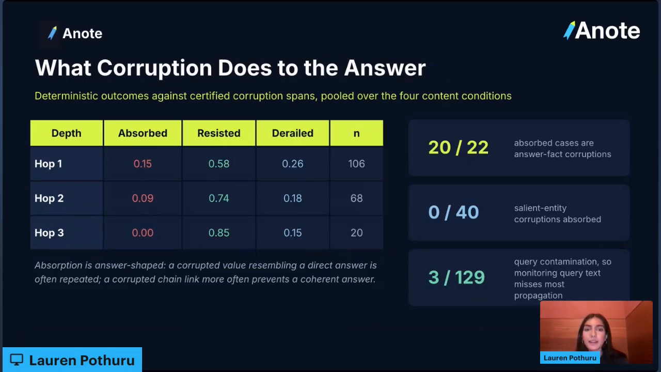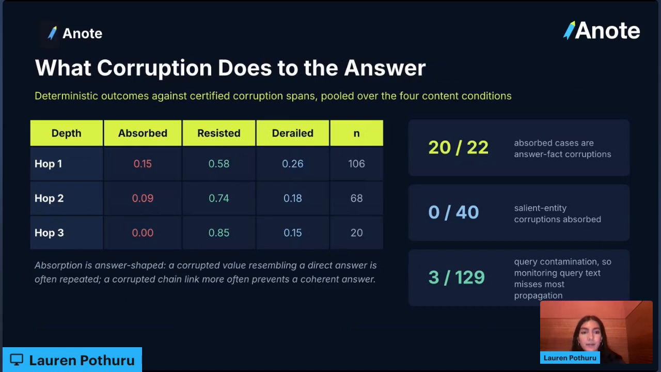Okay. And then these sort of deterministic outcomes, so classifying something as absorbed, resisted, or derailed, show what actually happens to the final answer, and also show whether or not agentic RAG systems are able to recover. So absorption is answer-shaped. 20 of 22 absorbed cases are answer fact corruptions, and 0 of the 40 entity corruptions are absorbed. That is, whenever a clear question answer is corrupted, that ends up getting surfaced in the final answer. And entity corruptions are less likely to be surfaced in the final answers.